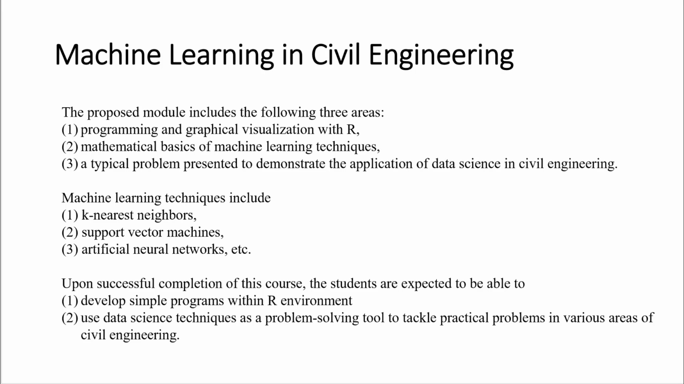Machine learning techniques include many different types. So we will talk about maybe 6 or 7 different techniques, including k-nearest neighbors, support vector machines, artificial neural networks, etc. Upon successful completion of this course, the students are expected to be able to develop simple programs within the R environment and also use data science techniques as a problem-solving tool to tackle practical problems in various areas in civil engineering.